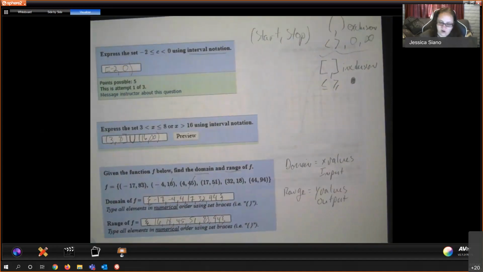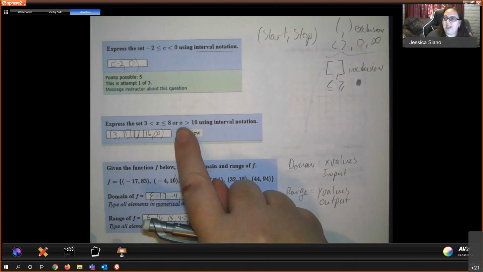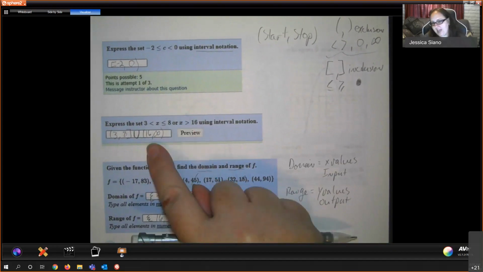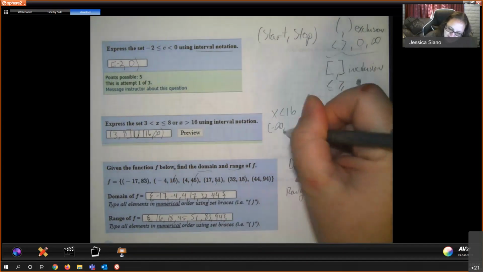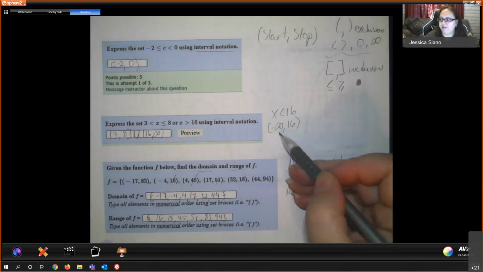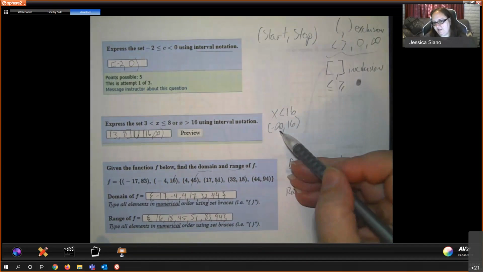So to back up here to answer your question, when you only have an x and one number, one of your things is going to be infinity, yes. If it had been x is less than 16, it would have been negative infinity to 16 because it's all the numbers on this side of 16. Does that make sense?